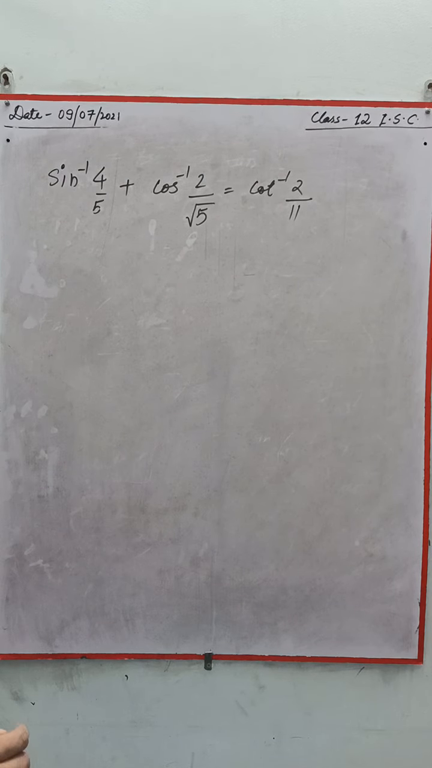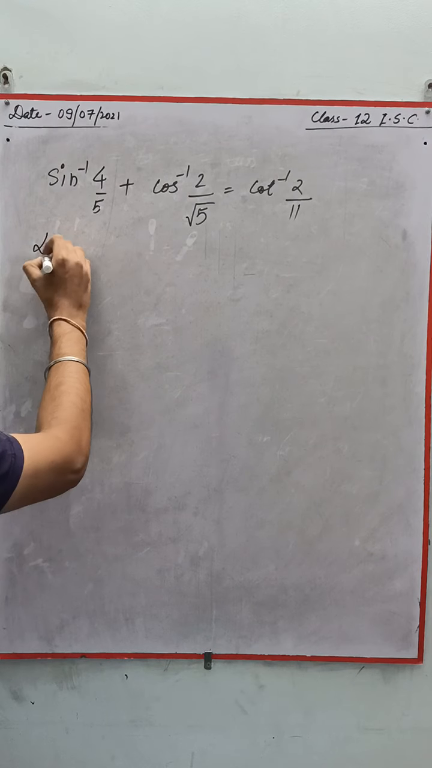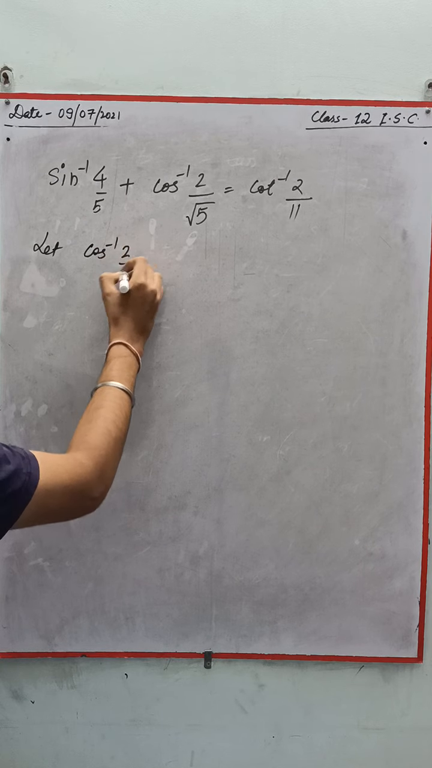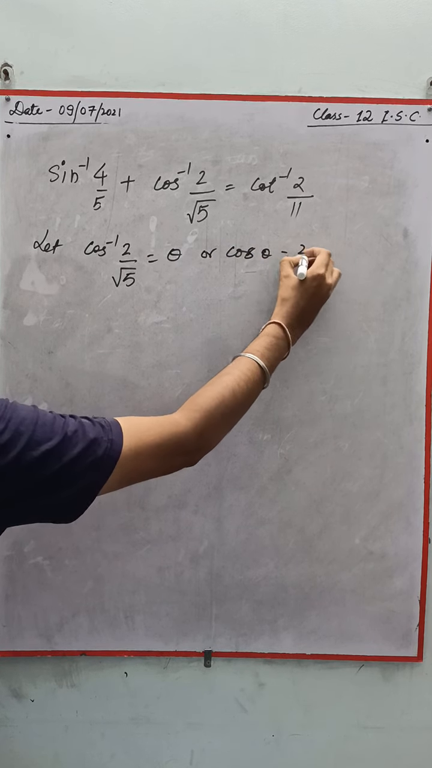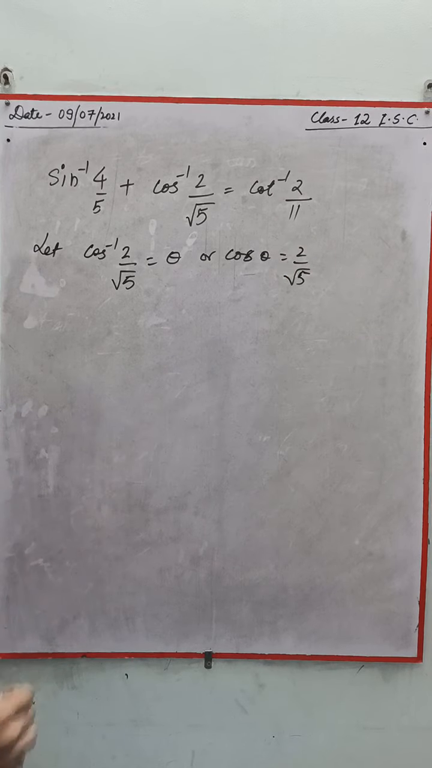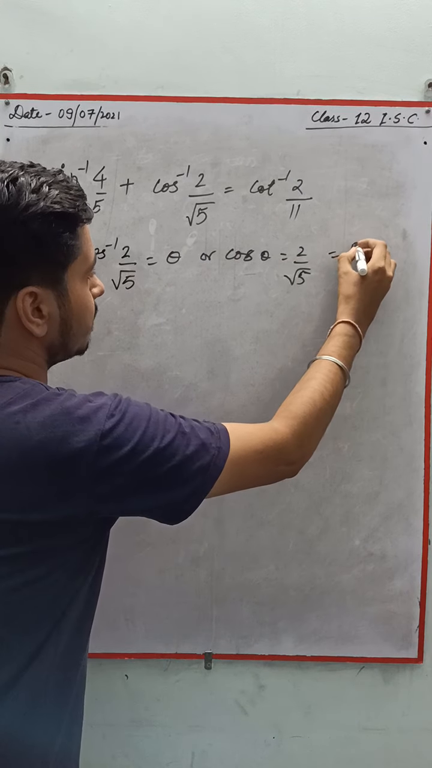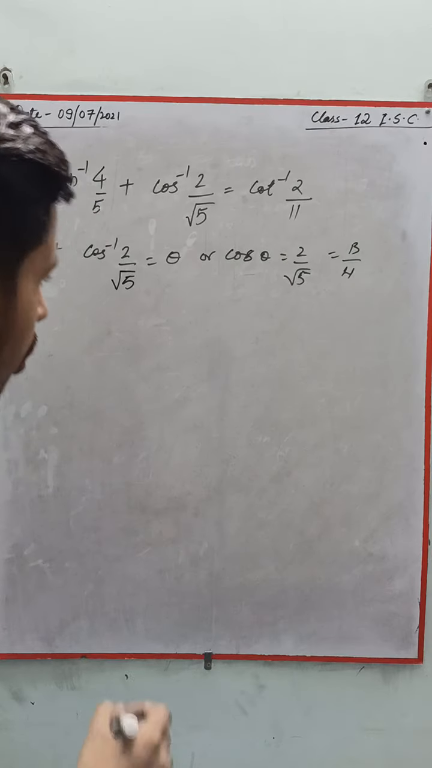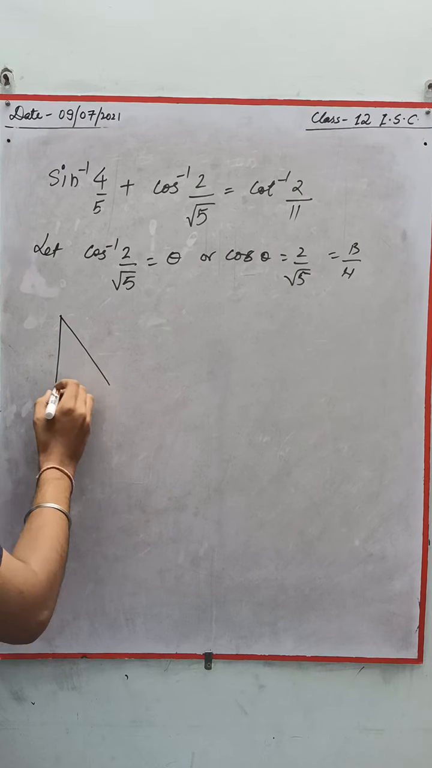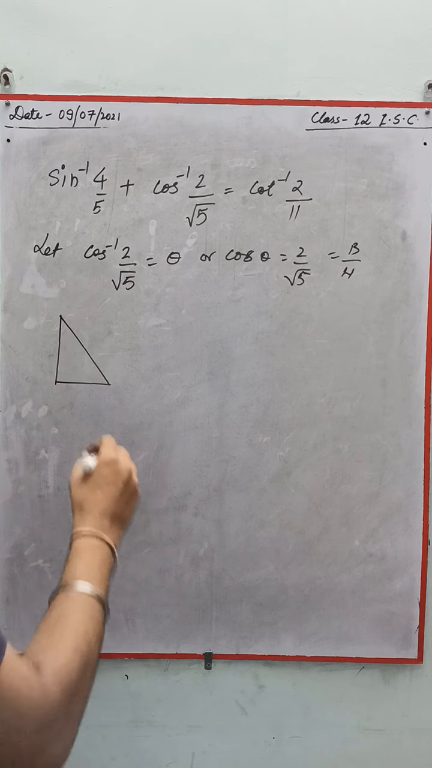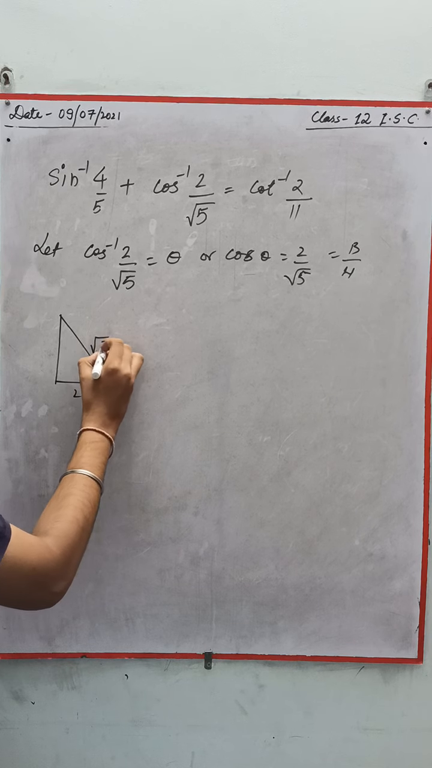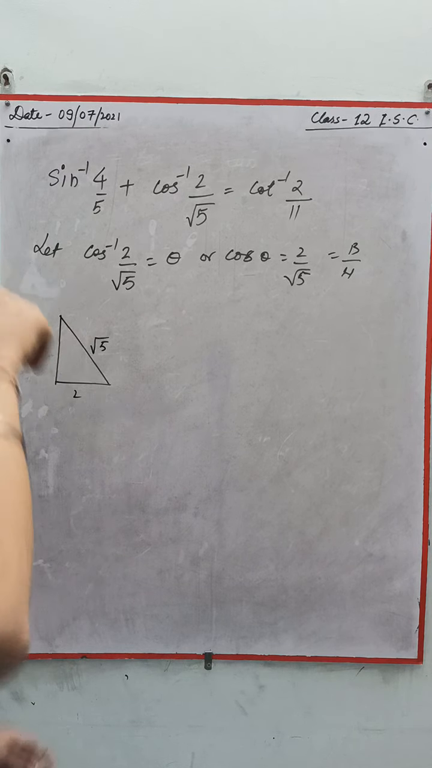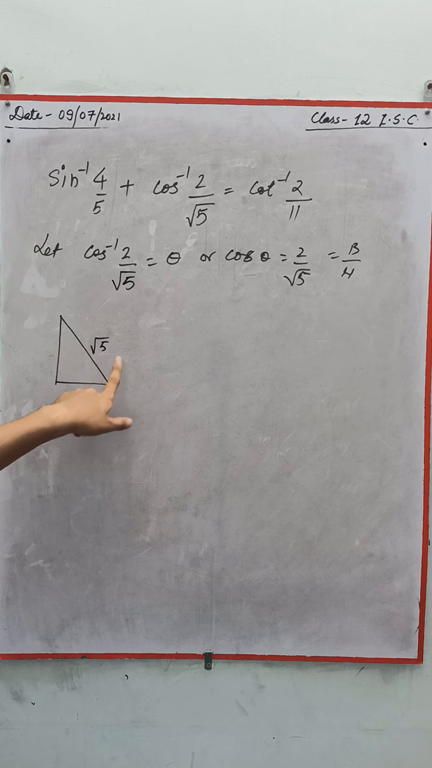I'm changing this cos inverse in terms of sine, so I'll consider that cos inverse 2 upon root 5 is equal to theta. So I'll get cos theta equal to 2 upon root 5, isn't it? We know cos theta is base upon hypotenuse. So with the help of this information, we can easily make a right angle triangle having base 2 and hypotenuse root 5. Can we find the perpendicular? Hypotenuse square minus base square, 5 minus 4 is 1, so the perpendicular will be 1.